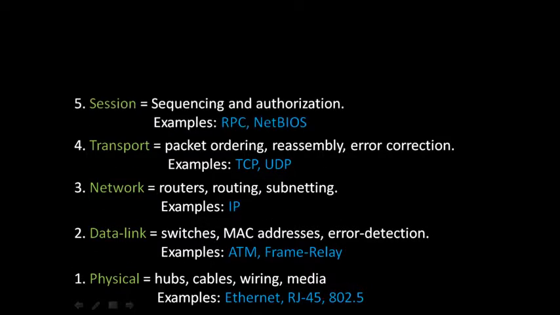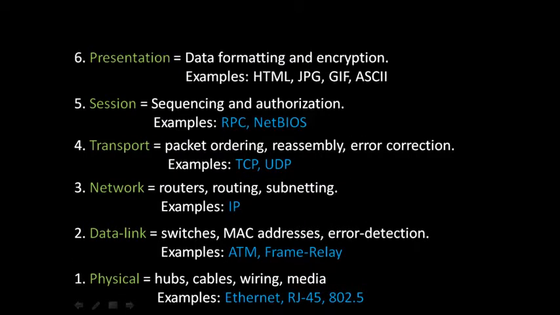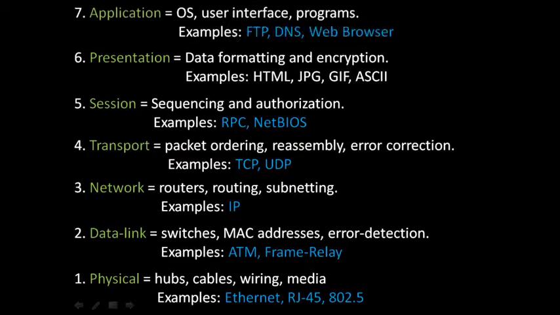Next is the fifth layer, which is the session layer. And here is sequencing and authorization. Examples would be RPC and NetBIOS. The sixth layer is the presentation layer, and at this layer, data formatting and encryption happen. Examples would be HTML, JPEG, GIF, and ASCII formatting.